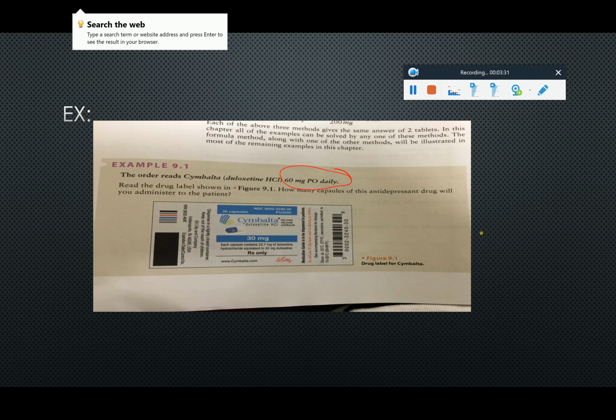So your desired dose is your 60 milligrams. The dose you have on hand is 30 milligrams. And we want to know how many capsules. So this 30 milligrams would be per 1 capsule. And so you want to know how many. So this is how you would set this up, okay?